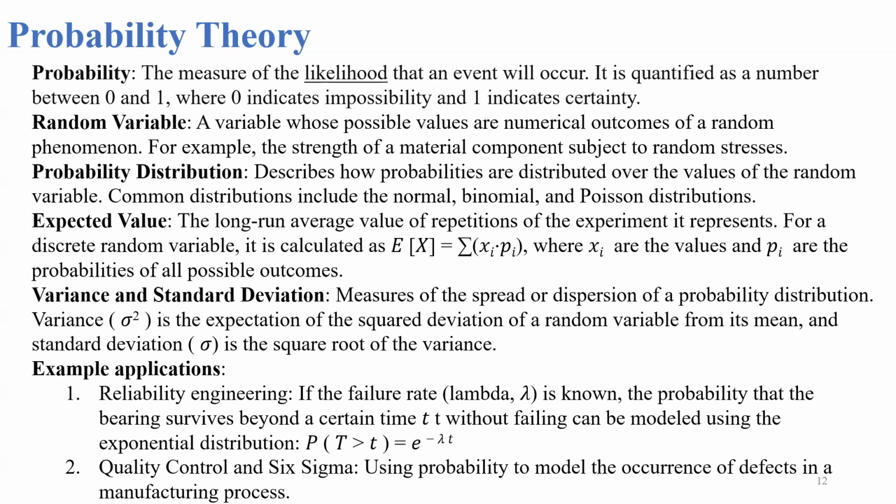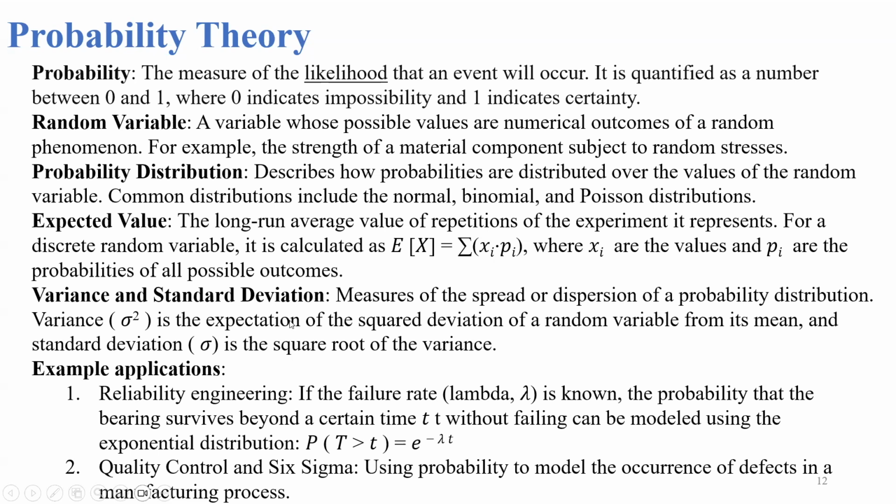Now, probability distribution is very important for some mechanical engineering applications, which describes how probabilities are distributed over the values of a random variable. Common distributions include normal, binomial, and Poisson distributions. Expected value: when we have a probability distribution, the long-run average value of repetitions of an experiment represents the expected value. For a discrete random variable, the expected value is calculated as the sum of x_i times p_i, where the x_i are the values and p_i are their probabilities, multiplied and summed.